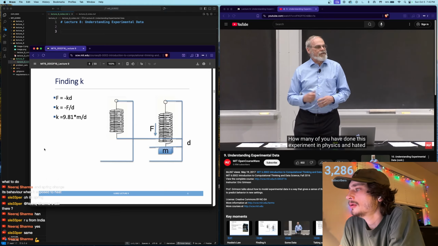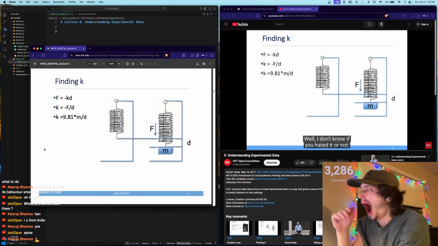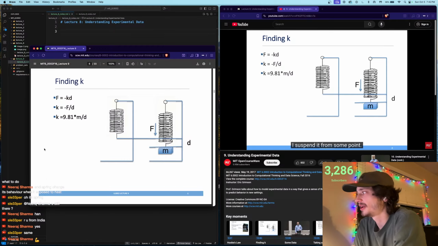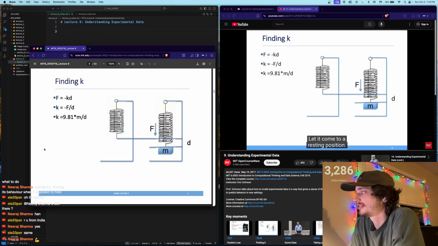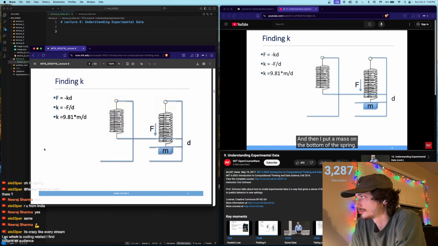How many of you have done this experiment in physics and hated it? Right. Well, I don't know if you hated it or not, but you've done it, right? Standard way to do it is I take a spring, put a weight on it, and you measure the amount of force it takes. And then I put a mass on the bottom of the spring. It kind of bounces around, and when it settles, I measure the distance from where it was before I put the mass on to where it is after I've added the mass. I measure that distance, and then I just plug in, right?